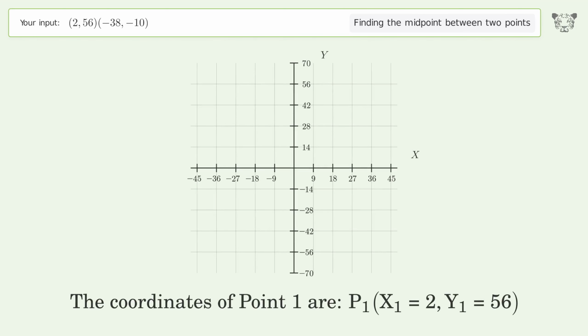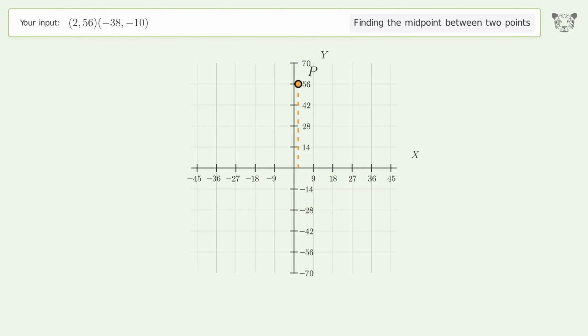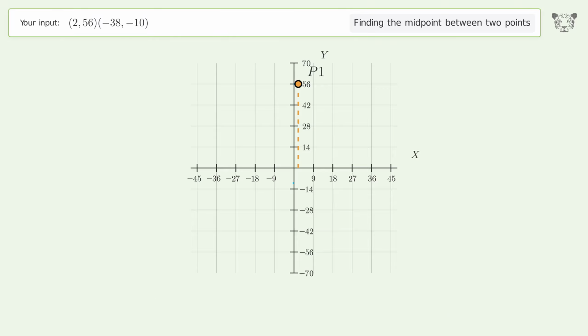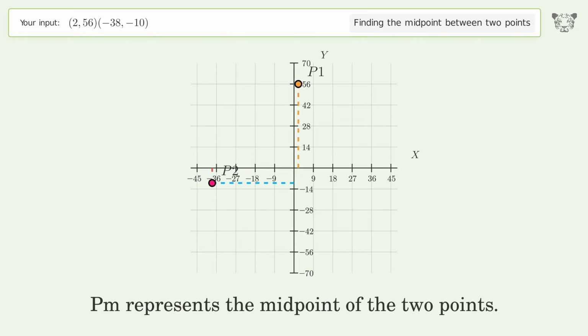The coordinates of point 1 are x1 equals 2, y1 equals 56. The coordinates of point 2 are x2 equals -38, y2 equals -10. PM represents the midpoint of the 2 points.